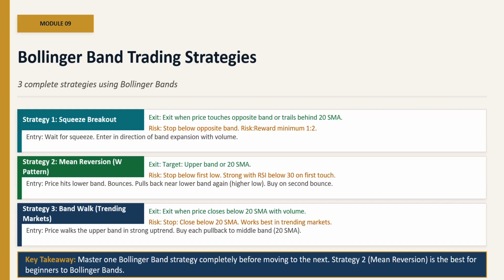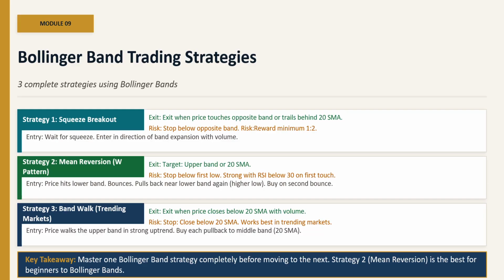Bollinger Band trading strategies. 3 complete Bollinger Band strategies. Strategy 1. Squeeze breakout. Wait for the squeeze. Enter in the direction of breakout expansion with volume. Exit when price touches the opposite band. Stop behind the band at breakout.